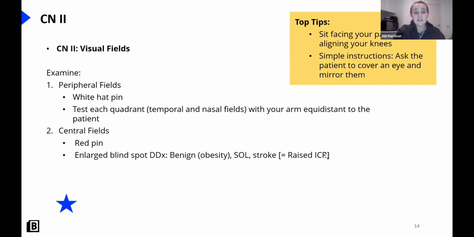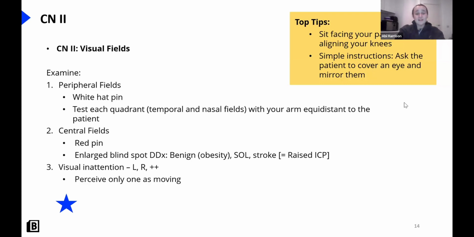The other things that you can test with your visual fields. So using a red hat pin, you can map out a person's blind spot. Everyone has a blind spot, and it correlates to where the head of the optic nerve comes into the eye. You use a red hat pin to map out, so you sit again opposite them, about 1 meter away, and you're trying to map out where their blind spot is, again in relation to your own. And the really common differentials for enlarged blind spots are essentially anything that causes a raised intracranial pressure. So stroke or space-occupying lesion, like a mass. But your commonest is actually benign, as obesity.